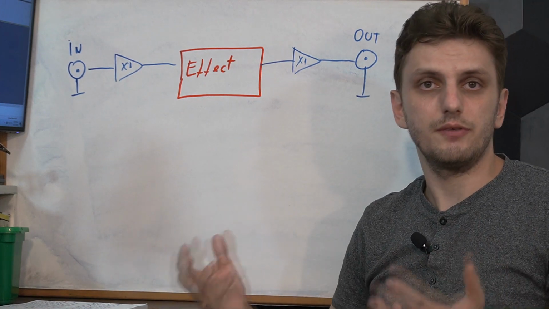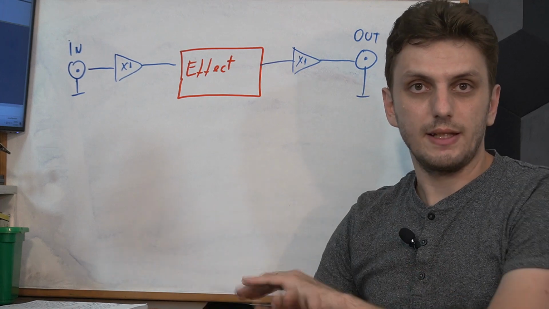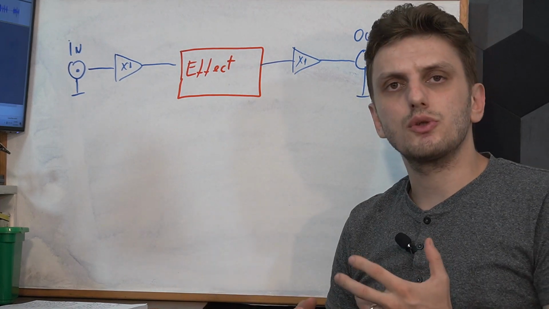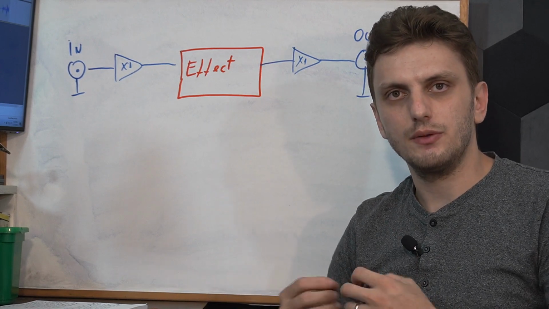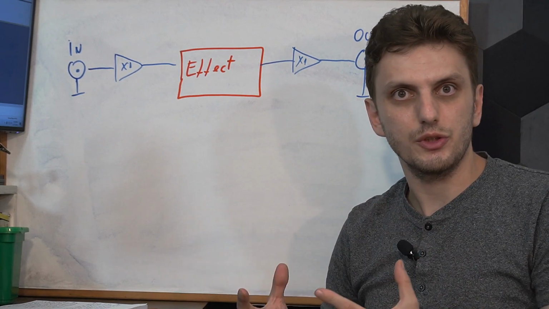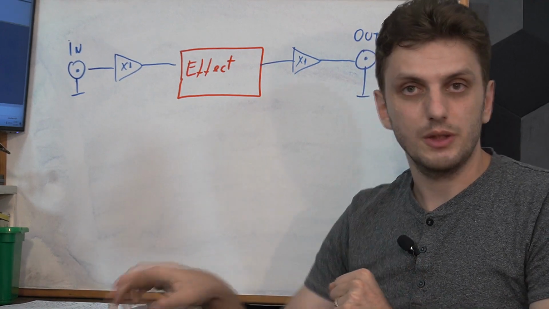Now, of course, the effect is not a static circuit, so you don't want to have it as is and that's it. Usually there's some sort of knobs and switches and so on, something to fine-tune exactly how the circuit is affecting the sound that's going through. So normally you'll be having a bunch of potentiometers connected to it.